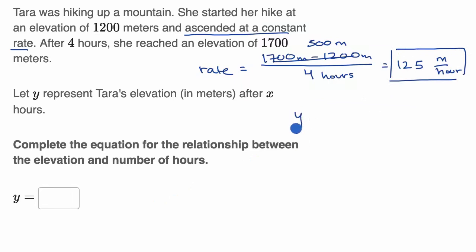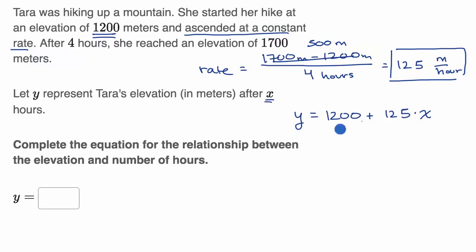Our elevation, y, would be equal to, well, where is she starting? Well, she's starting at 1,200 meters. And then to that, we're going to add how much she climbs based on how many hours she's traveled. So it's going to be this rate, 125 meters per hour, times the number of hours she has been hiking. So the number of hours is x, times x. So this right over here is an equation for the relationship between the elevation and the number of hours.